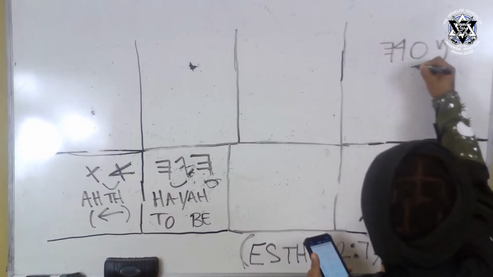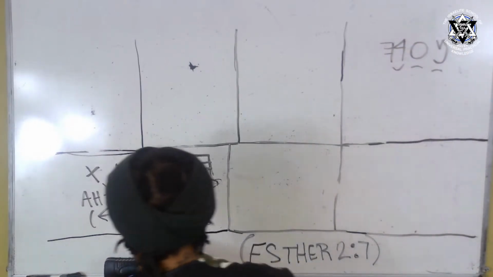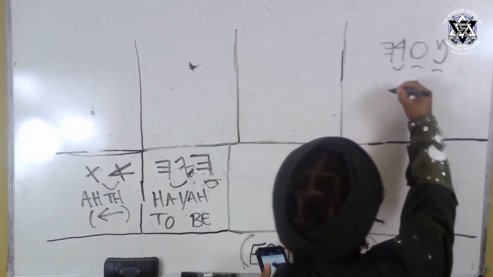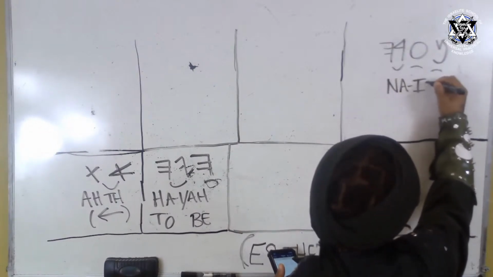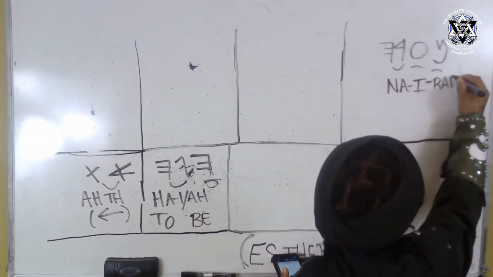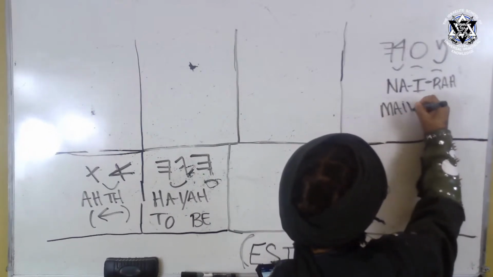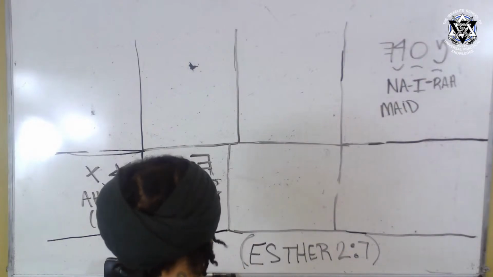Right. Na'ira. Okay? The Ira means maiden. How you pronounce it? Oh, yeah, this is it right here. Na'ira means maiden. It's a good name, though. I like that name. It means maiden, or like a maiden. Okay? This is a woman.